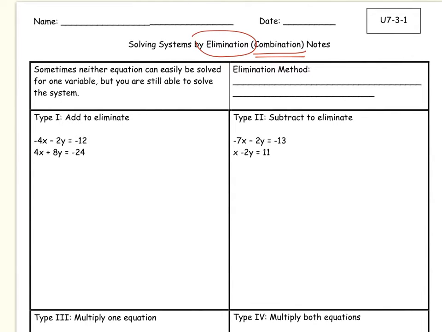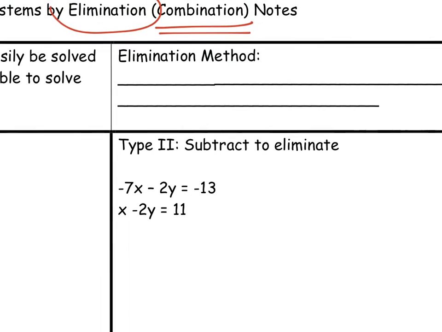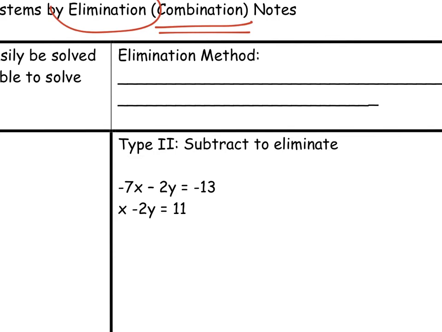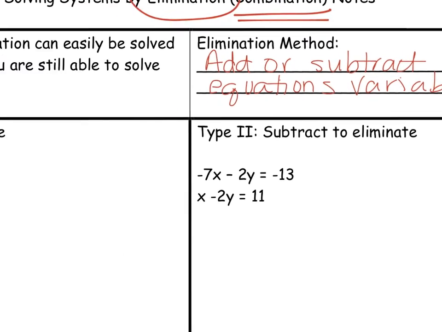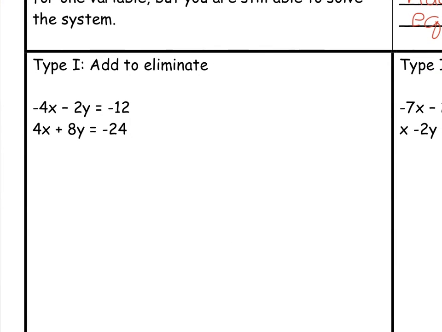So sometimes the equation cannot be easily solved for one variable, but you're still able to solve the system. Solving a system of equations with the elimination method means to add or subtract equations to eliminate variables. And those variables are either x or y. The first type we're going to look at is to add to eliminate.